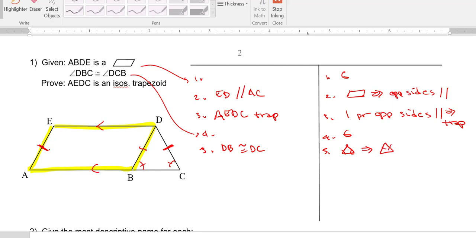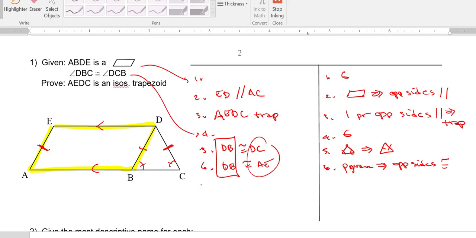And now it looks like I gotta set up a little transitive property action here. I know that DB is also congruent to AE. That's going to be because if I have a parallelogram, then opposite sides of a parallelogram are congruent to each other. And now because DB is in both of these, I know that these two are congruent to each other.